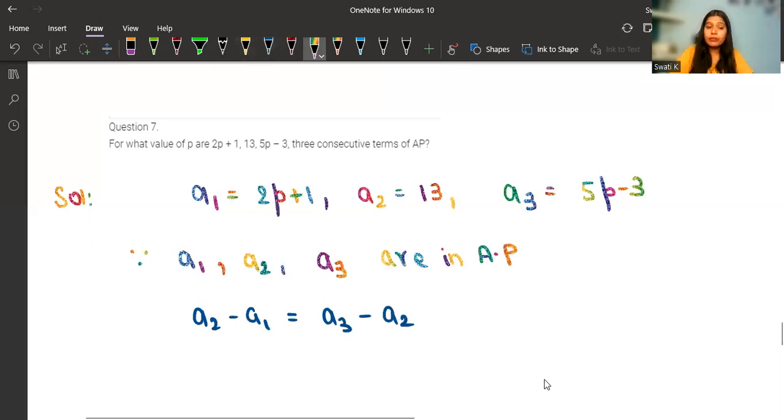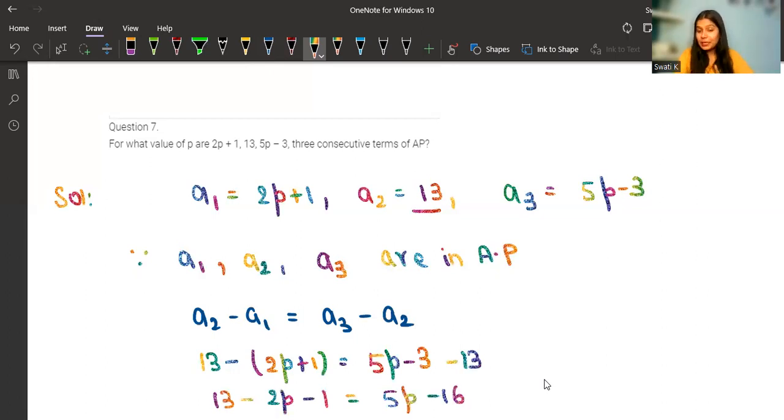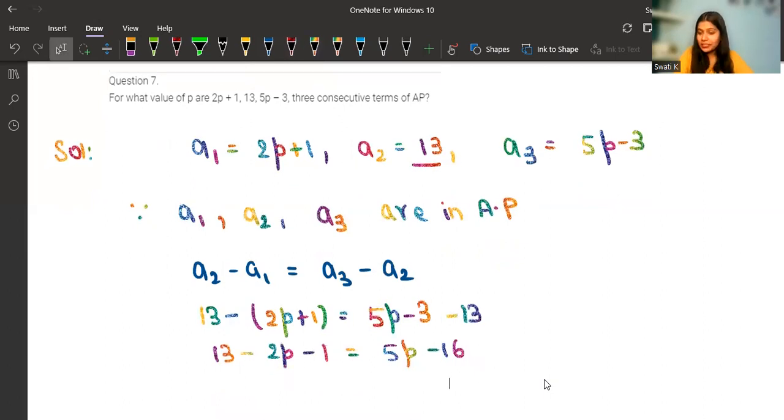Now, what is the value of A2? Yes, A2 is 13. So 13 minus A1, which is 2P plus 1, equals A3, which is 5P minus 3, and then minus A2, of course, 13. Now, if you simplify this, it is 13 minus 2P, if you remove the bracket, minus 1. Here, this will become 5P minus 3 minus 13, which is minus 16. Again, the same sign, we do plus. So 13 plus 3 is 16.